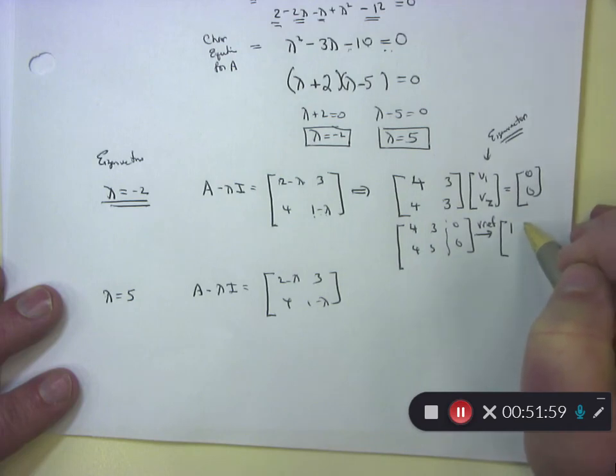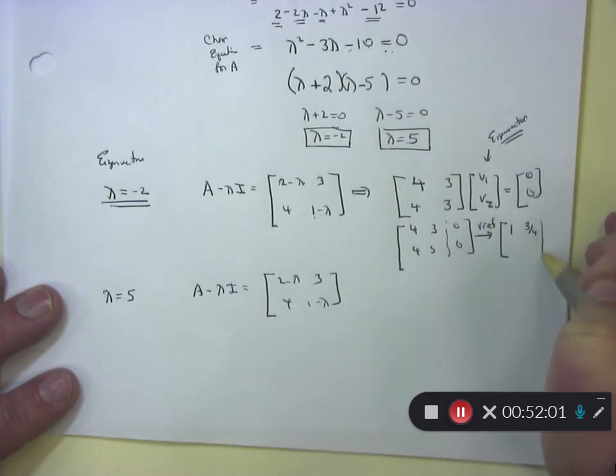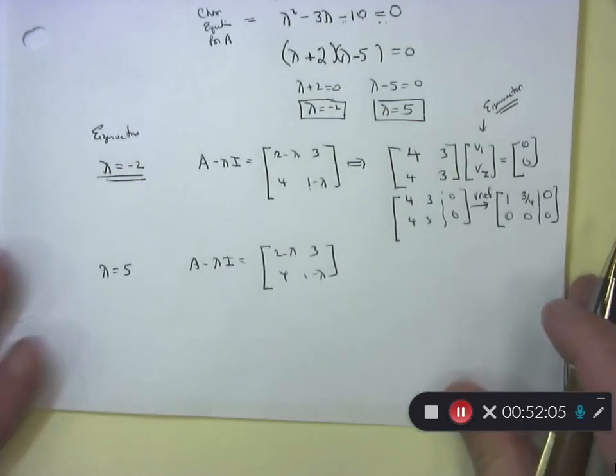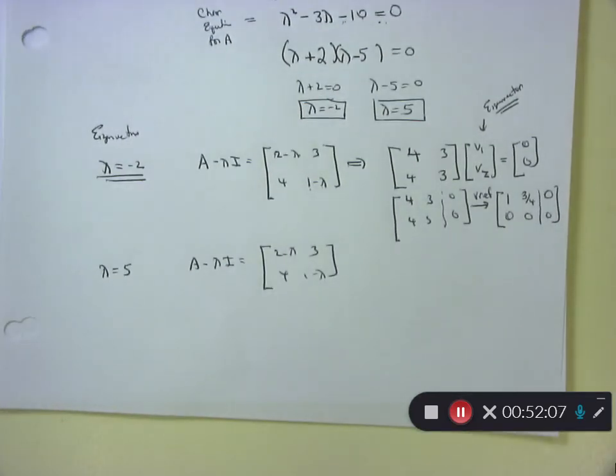That'll be 1. This will be 3/4. Augment 0, 0, 0, 0. That's what you get, and you should be able to see that in your head, because row 1 is equal to row 2, so it's easily eliminated. You have a row of zeros. And then make the first entry a pivot by multiplying by, in this case, 1/4.